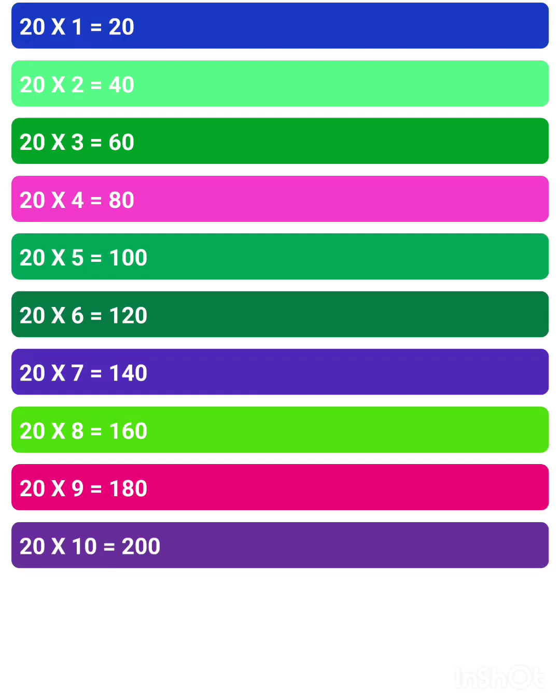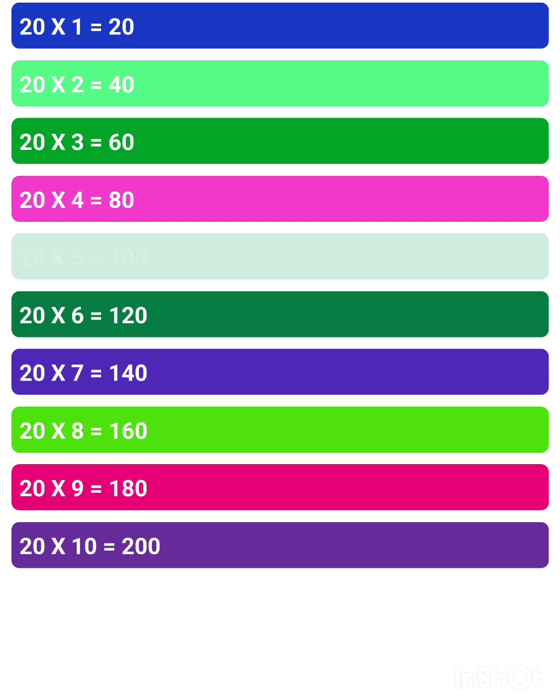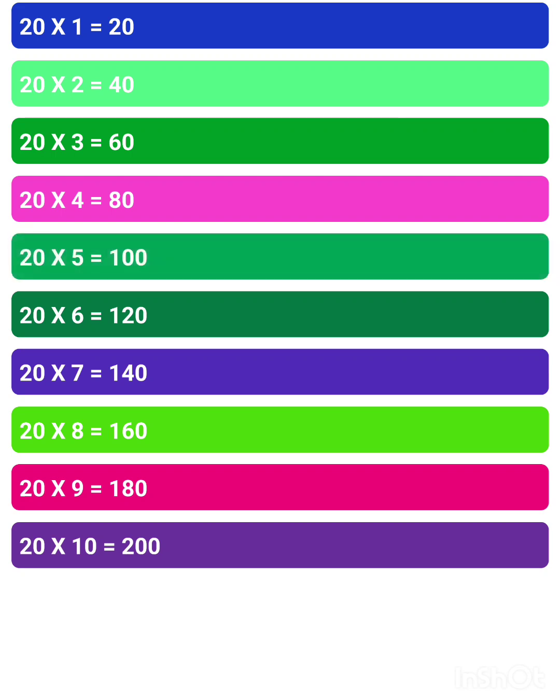Table for 20. 20 ones are 20. 20 twos are 40. 20 threes are 60. 20 fours are 80. 20 fives are 100.